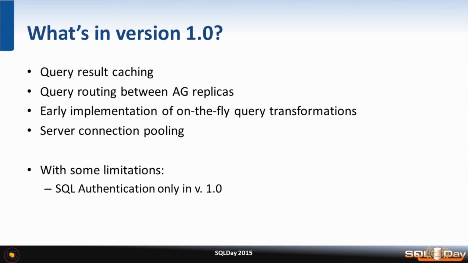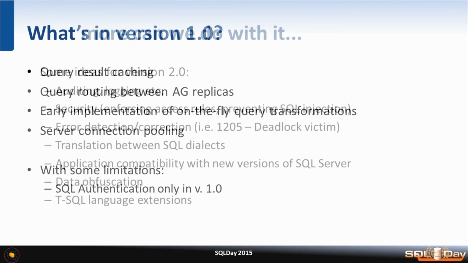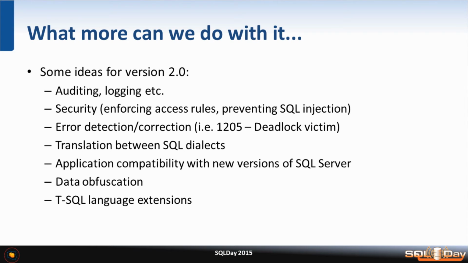We have some ideas for version 2.0 and beyond. Some of those ideas include auditing and logging. It's nothing interesting, but the business wants it. There are requirements, legal, etc. So, just knowing who executed what query, and for instance, what data they saw.